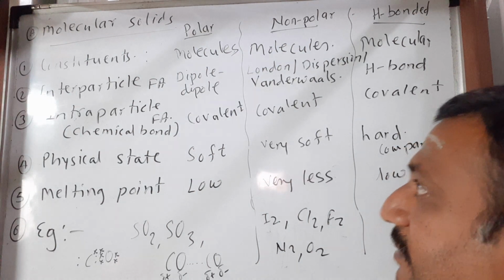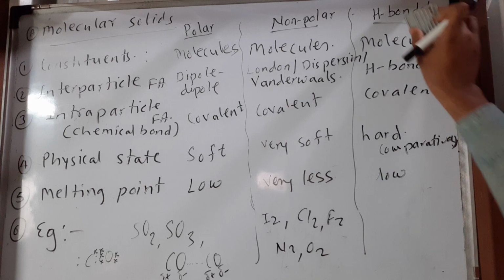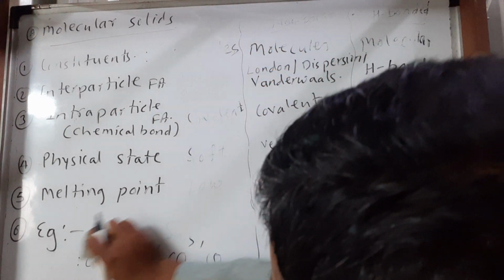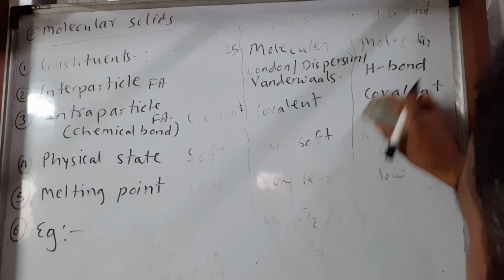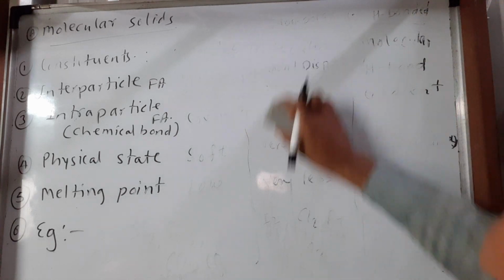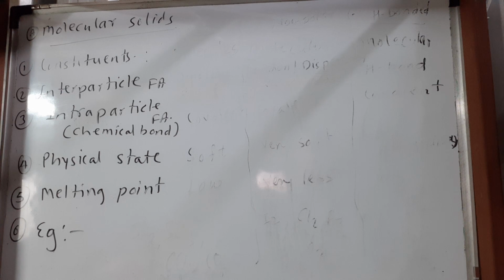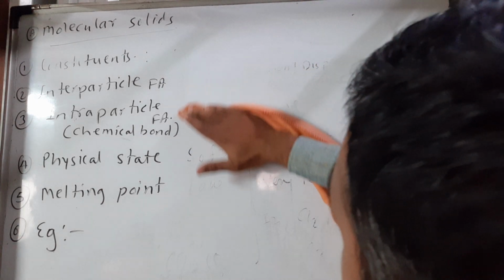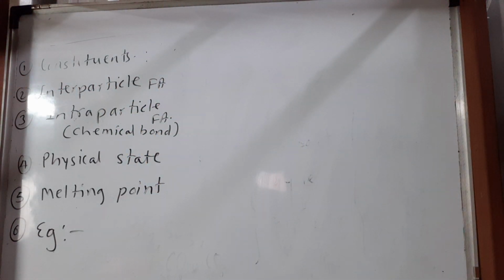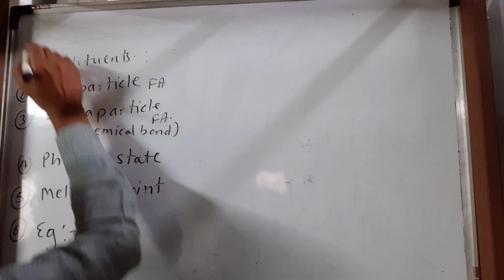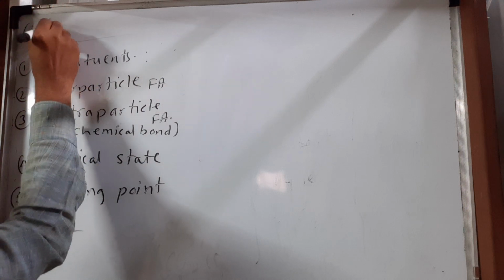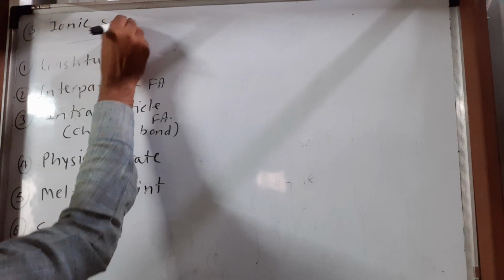Better I'll finish the remaining things fast. Here the first type we discussed was molecular solids. The second type of crystalline solids, now further there are subtypes. Directly we'll get to the things. After the molecular solids, the second type of solids, I'll write here: second one, ionic solids.